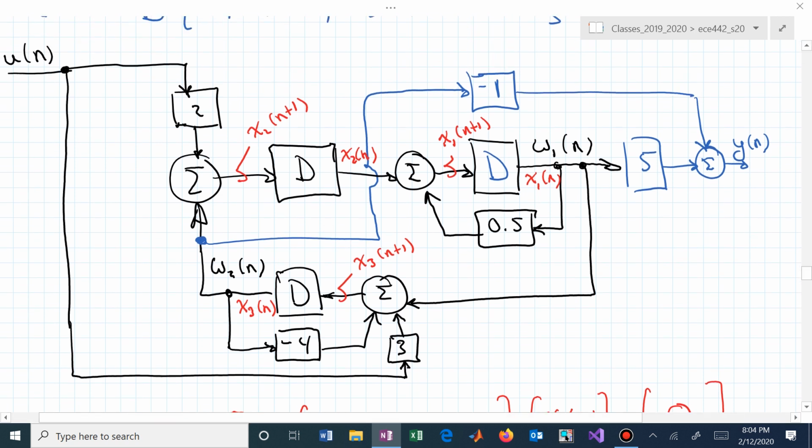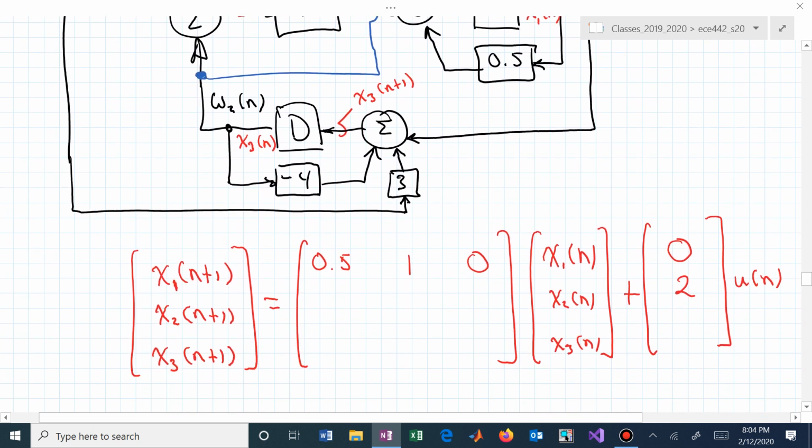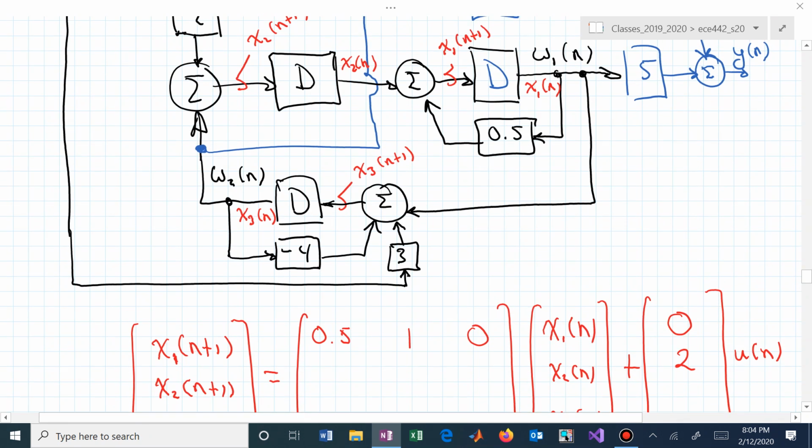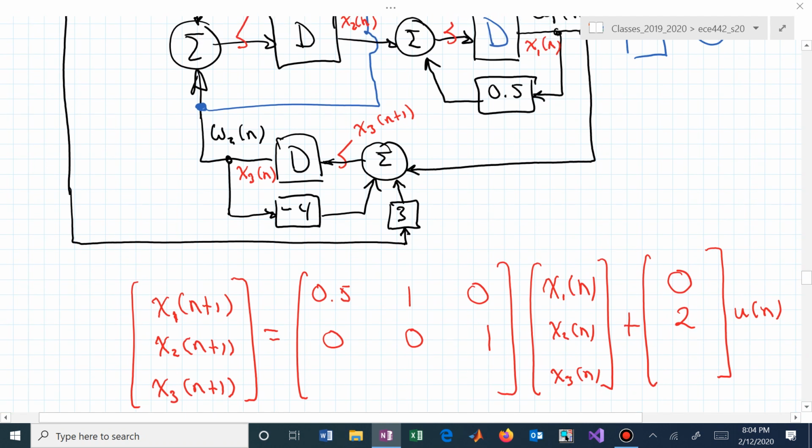And don't get confused by the blue. That's leaving that signal to create the output. How many non-zero terms do I expect creating x sub 2 of n plus 1? 2 inputs, and they may not all be in the system matrix. I have a 2 coming in from U, and I have a W2, which was actually x sub 3. That's now x sub 2 of n plus 1.